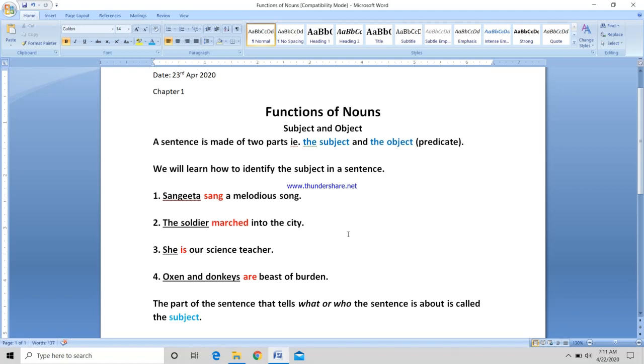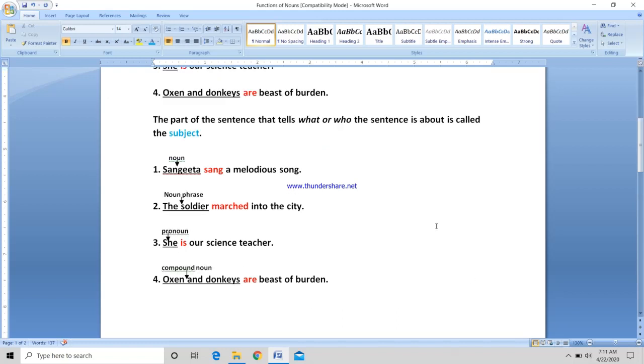So over here, you can see Sangeeta, the soldier, she, oxen and donkeys. They are different types of nouns. Let us see the same sentences once again. Sangeeta sang a melodious song. Here Sangeeta is a noun. Only a noun, a general, a simple noun.